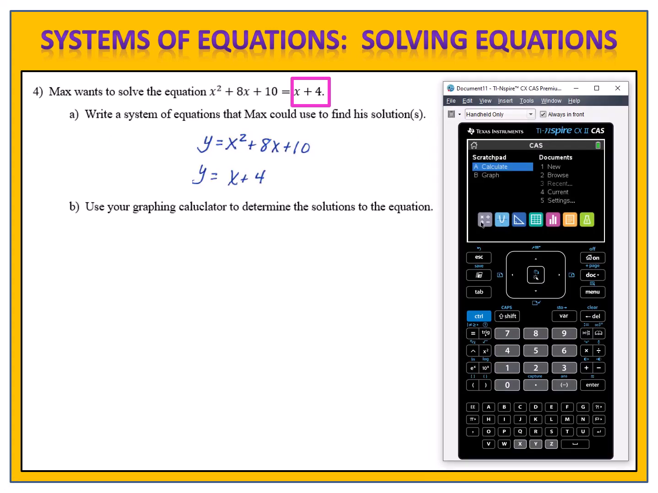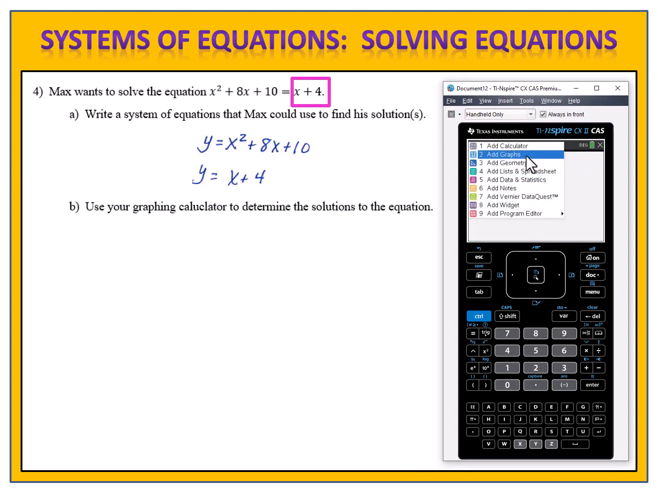So he opens his graphing calculator, he starts a new document, and he adds a graph. And he enters his first equation, x squared plus 8x plus 10. And it's a parabola that looks like this. He hits tab to enter his second equation, x plus 4, and he gets a linear equation. He then goes and clicks on the graph and hits the delete keys to get rid of the labels. And now he looks for the point of intersection.